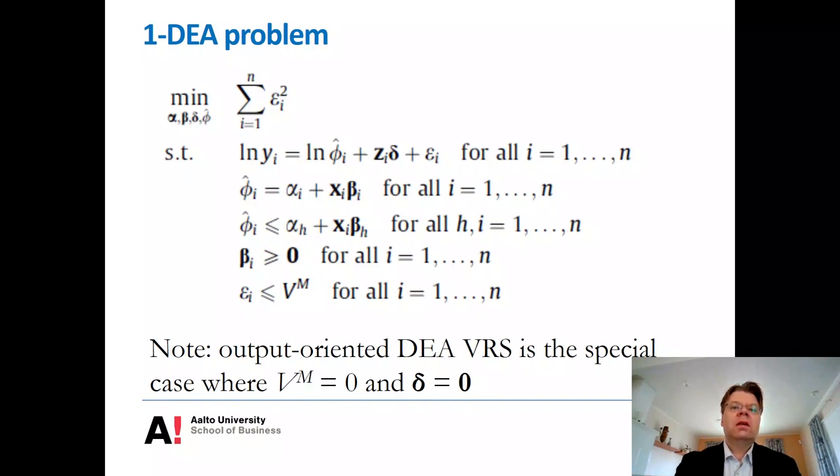And notice also that this formulation boils down to the variable returns to scale DEA in the special case that we restrict this noise to be less than or equal to zero. So if we put this parameter V^M equal to zero, and if we assume away these delta parameters. So this formulation allows us to solve the second stage regression and the first stage DEA formulation as one unified quadratic programming problem. So in my mind, this is a quite neat result.